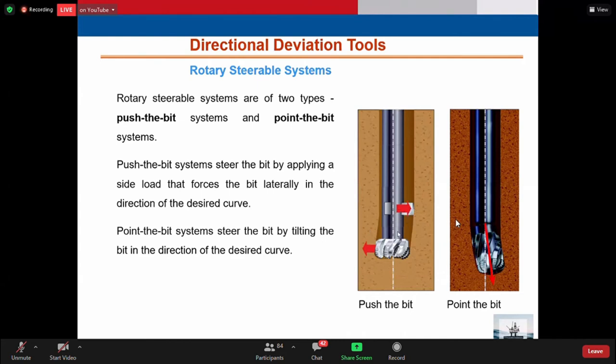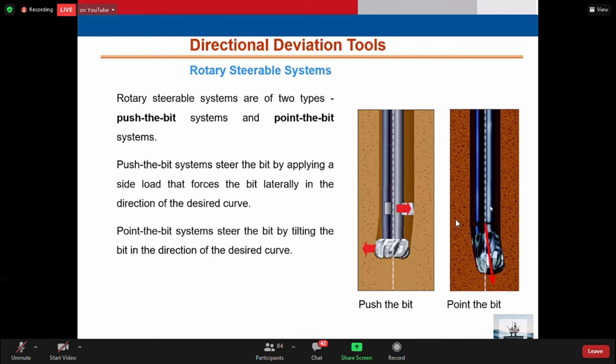So I want to turn to the left, I will push the bit here, and then they will create the desired direction to the left. This is a system called push the bit. This is commanded through the wellbore surfaces, and this force is transmitted through the mud. Through the mud, we will know more about it in the next slide.